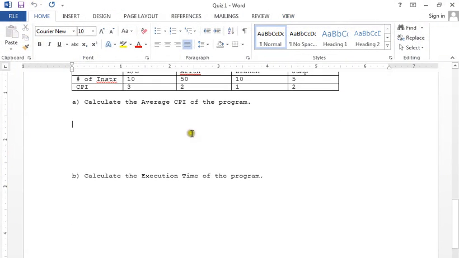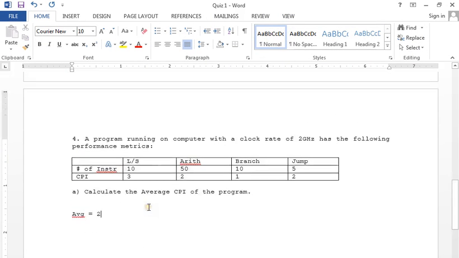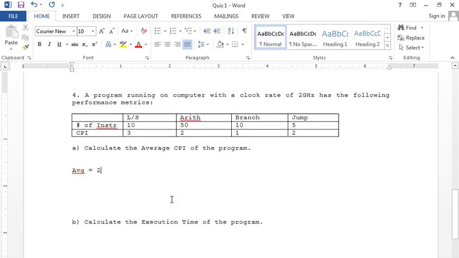So remember our average CPI was 2, which we just calculated because it's 150 divided by 75. Now we have the execution time of the program. How do we do that? Execution time is seconds over... What's execution time? Well, think about it. It's execution time, so it's seconds. Yeah, just seconds, right?